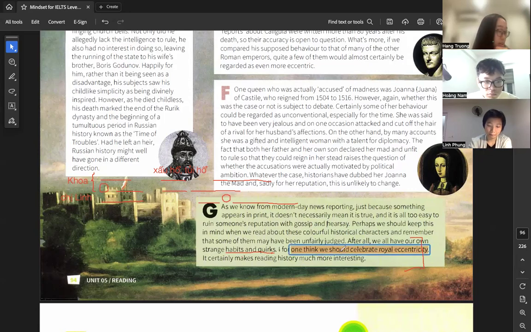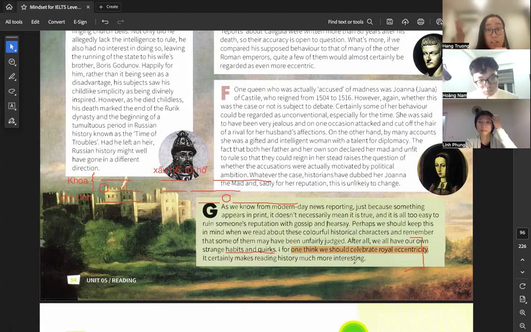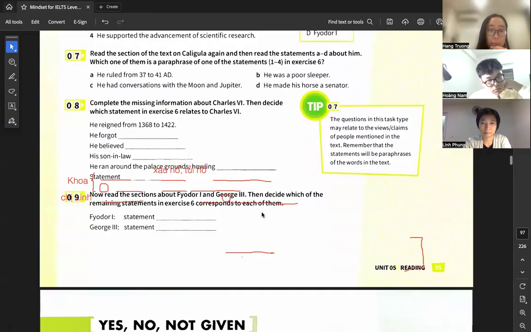So here, yeah, we can see that the author doesn't think that countries should be ashamed, but quite the opposite, right? They should celebrate the eccentricity here. So đúng rồi, đáp án chính là no. Very good.